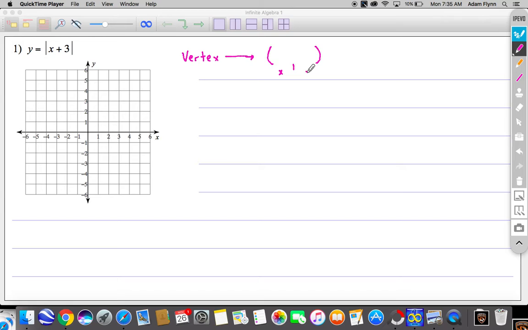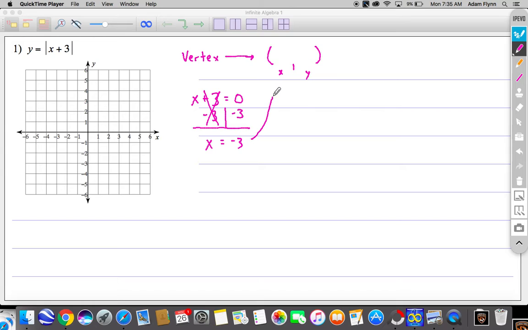So I've got my x-coordinate and my y-coordinate. So to find the vertex, if you remember, taking a look back at the notes, I'll take whatever is inside the bars, so I've got x plus 3 here, and set it equal to 0. So x plus 3 equals 0. Now I'll just solve for x. So I'll subtract 3 from both sides. When I do this, 3 minus 3 cancels. I get x equals negative 3.